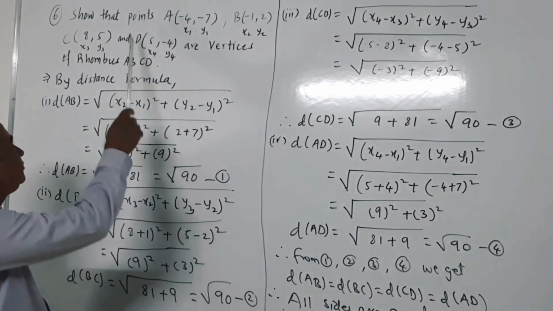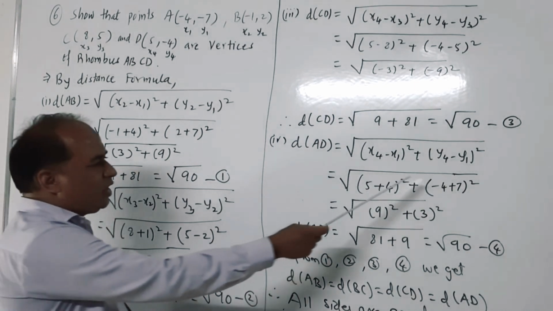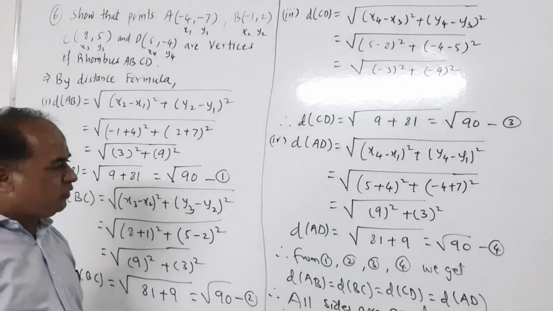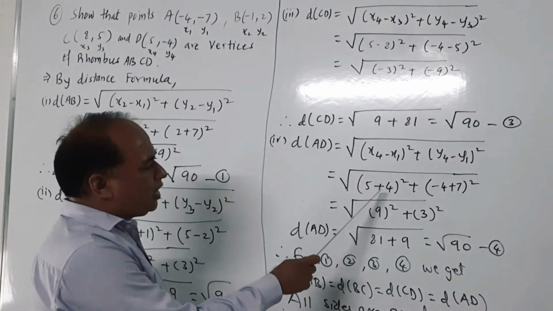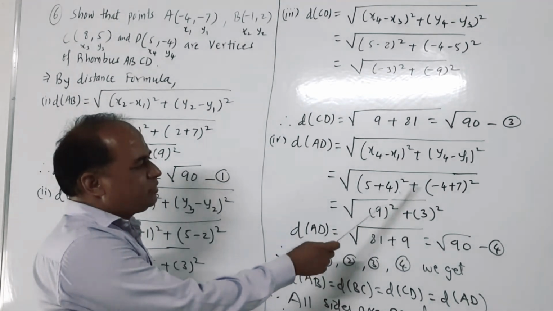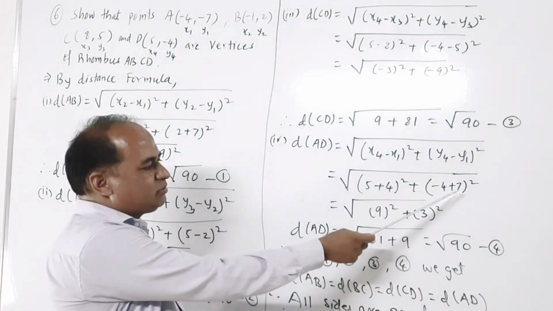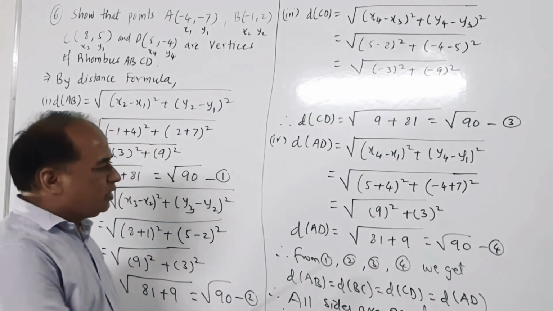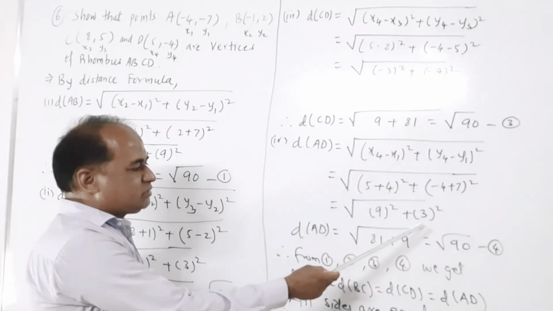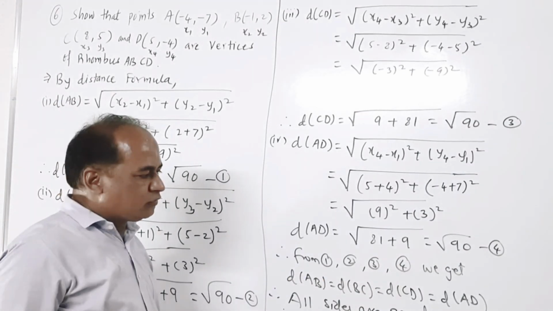Now distance AD is equal to square root of (x4 minus x1) square plus (y4 minus y1) square. Here (x1, y1) and (x4, y4). So by distance formula, x4 which is 5 minus x1 which is minus 4, so plus 4 bracket square, plus y4 which is minus 4 minus y1 which is 7, minus into minus plus 7 bracket square. So 5 plus 4 is 9 square, minus 4 plus 7 is 3 square, that is 81 plus 9, which is equal to square root of 90.